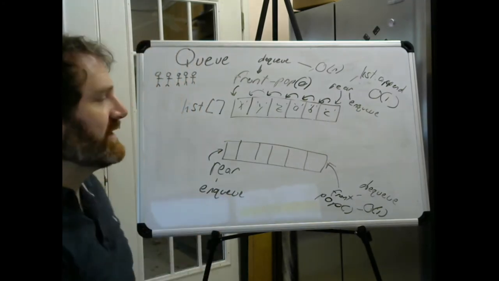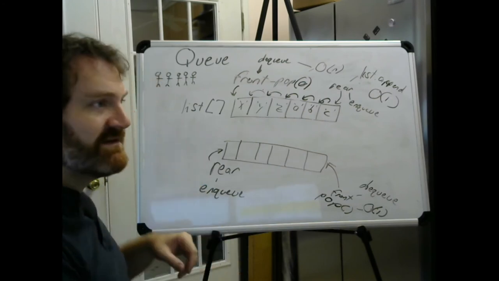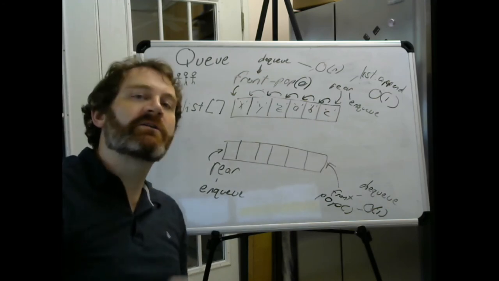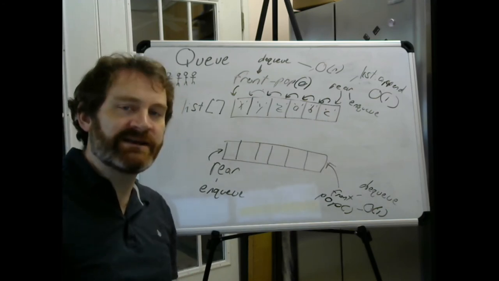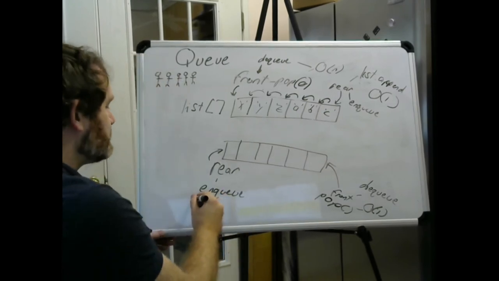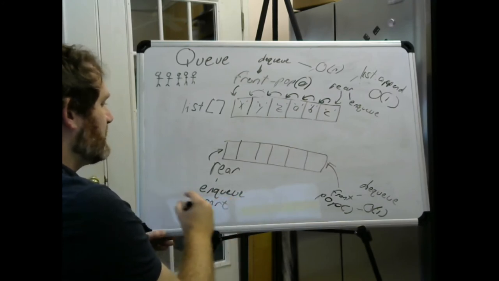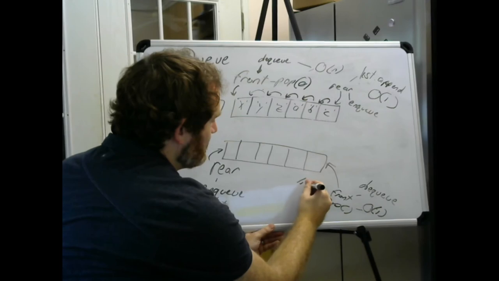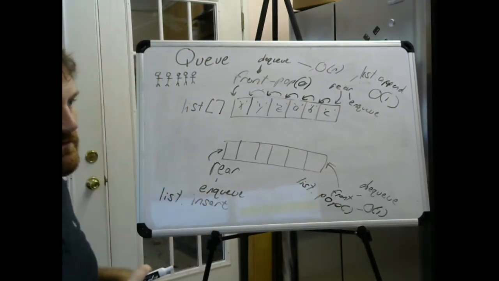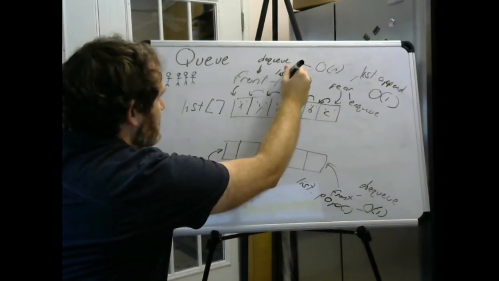But now I'm enqueuing. I enqueue at the rear. Conceptually, that's easy. But in my data structure, the rear of the list is index 0. Well, how do I put an item into a Python list at index 0? My method for that is insert, right? There's an insert method on Python lists. Let me say list.insert. I'm trying to emphasize the fact that I'm using list methods here.